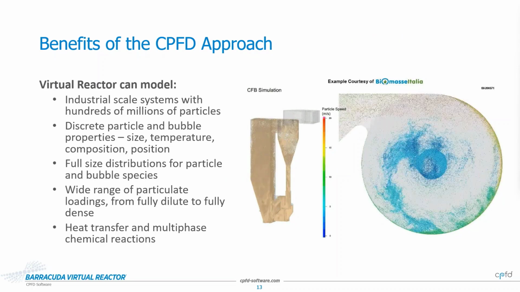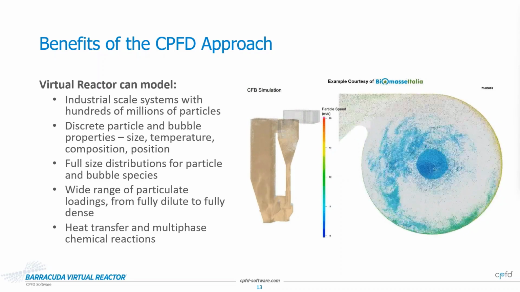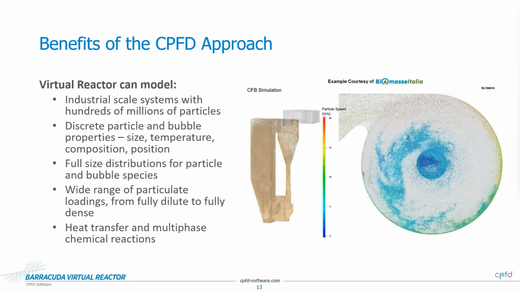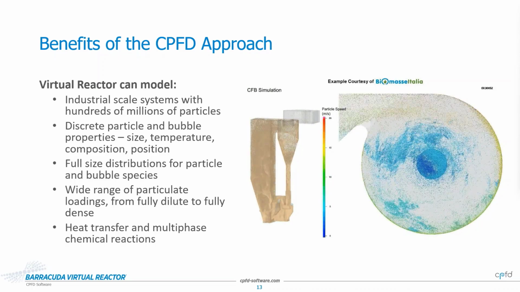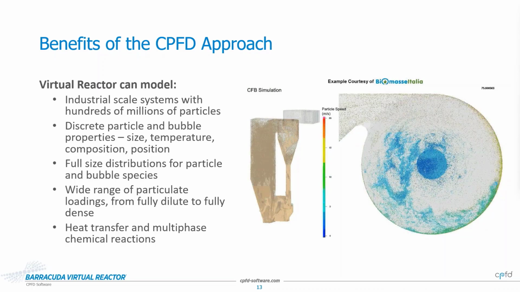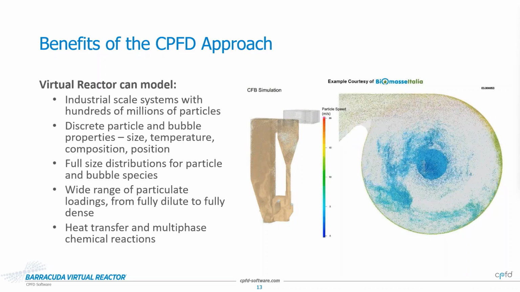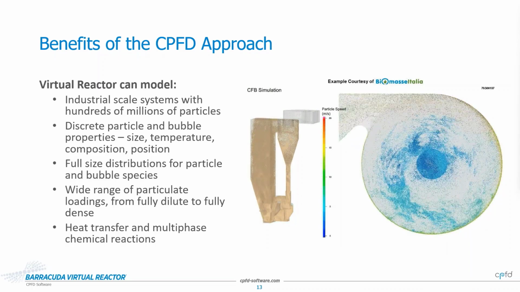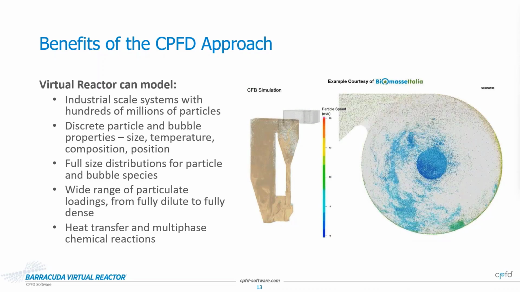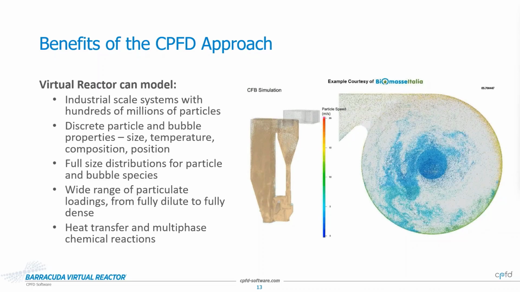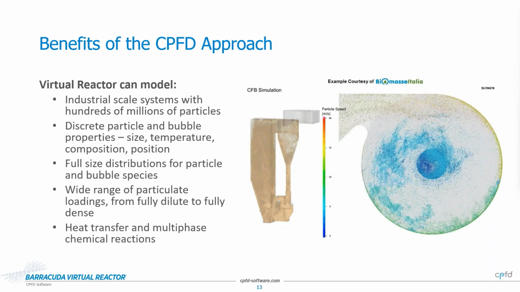Virtual Reactor is able to accurately simulate the behavior of industrial scale systems in a fast and efficient manner. Virtual Reactor simulations can use hundreds of millions of particles, and it is possible to fully capture the size, temperature, composition, and position of particle and bubble species. The ability to account for particle size distributions is a distinct advantage of the CPFD approach when compared with fluid-only approaches such as the two-fluid model, because the entire PSD, not just the D50 or the Sauter mean diameter, can be important for predicting fluidization behavior.